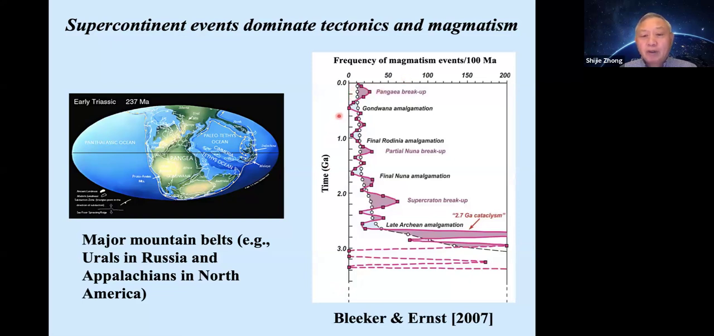What you see here, the vertical axis is the time. Present day is 0 here. The horizontal axis here is really the frequency of the magnetism, averaged, per 100 million years. Then what you see here is the magnetism is the strongest during the supercontinent breakup, like the Pangaea breakup. You see this peak in volcanism or magnetism, right? And you see the minimum in magnetism when the continents come together, like the Gondwanaland formation, and then also the same with Rodinia.